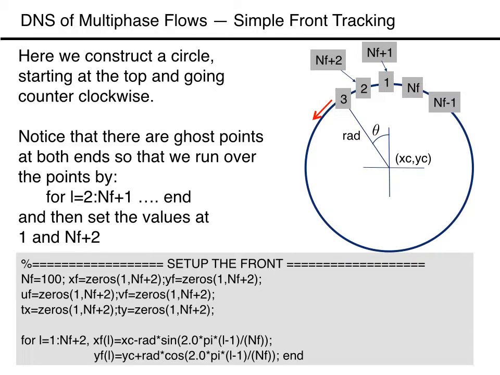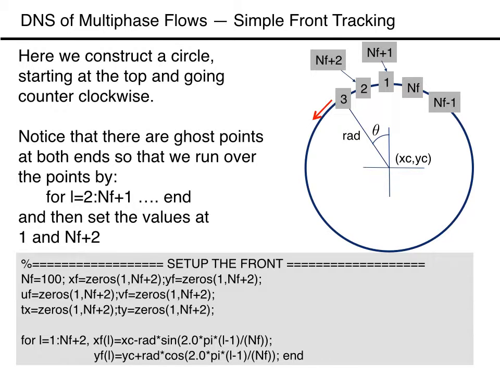If the initial shape of the interface is a circle, its construction is particularly easy. Once we have decided where the center of the circle, xc and yc, is, where we start and in what direction to go, the coordinates are easily found. We can obviously start anywhere and go either clockwise or counterclockwise, but here we start directly above the center and go in the counterclockwise direction.